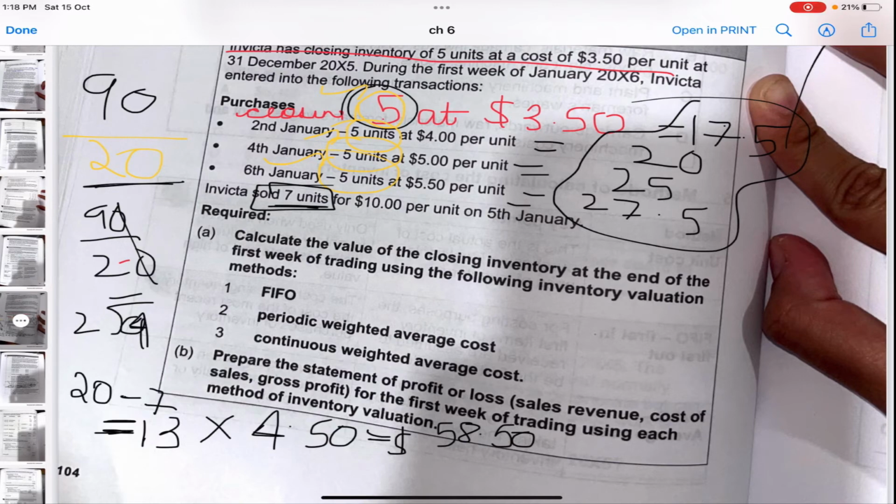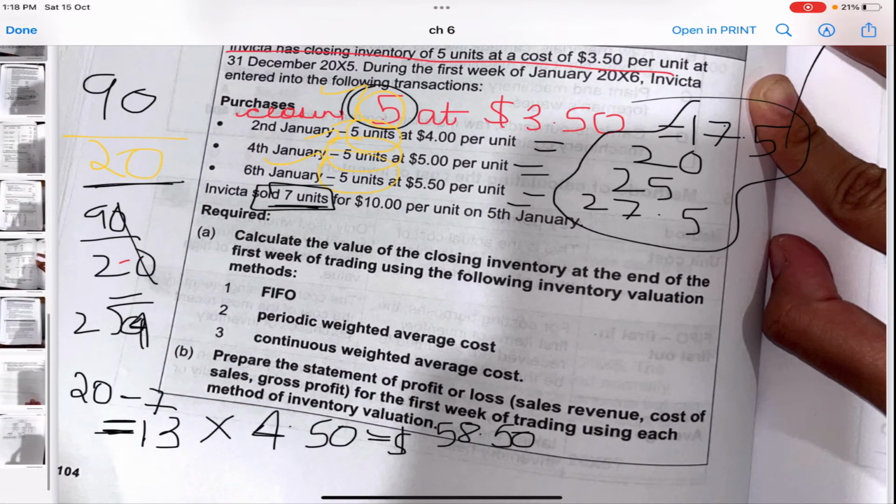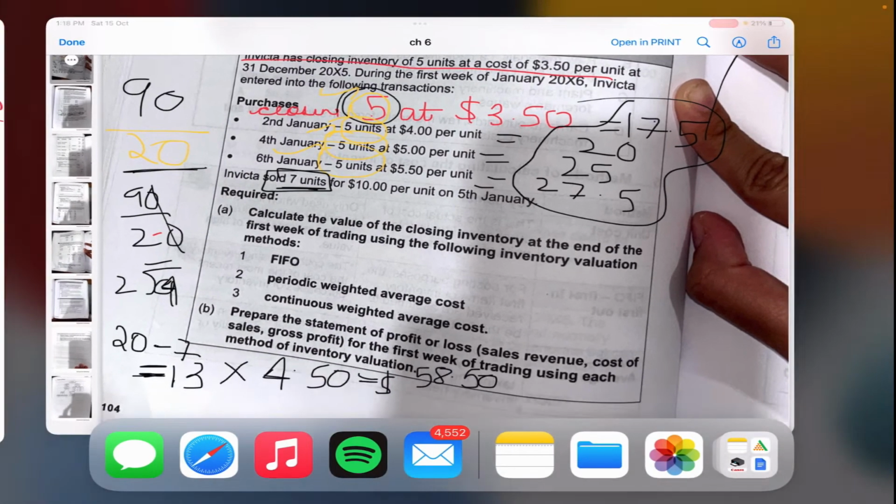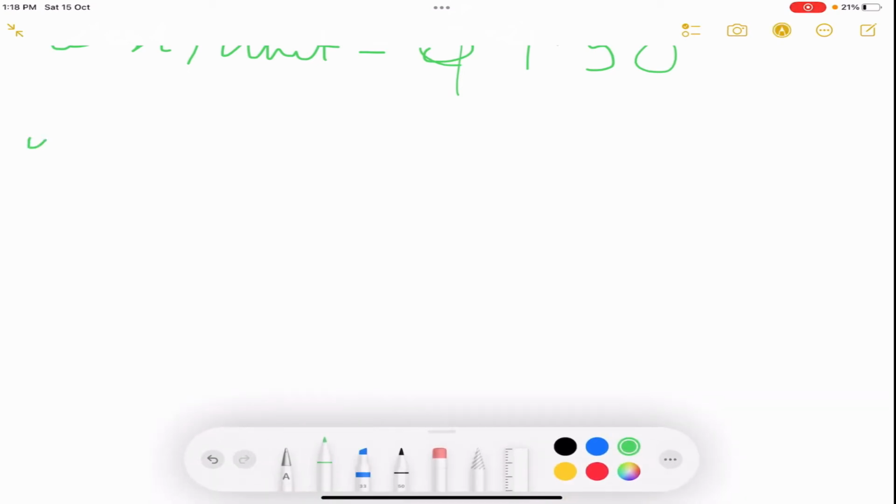Okay, so that's it. We are also done with the periodic weighted average cost. Now, the last topic or the last method which is left is continuous weighted average cost. I know it might be a little bit confusing right now, but if you practice it enough and if you keep writing whatever I'm explaining, you will not face any problem. Okay, now we have the continuous method.